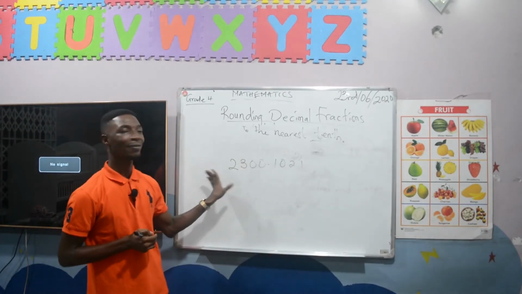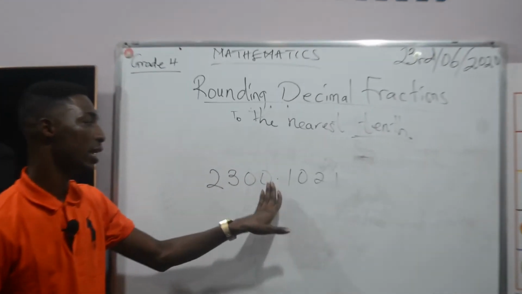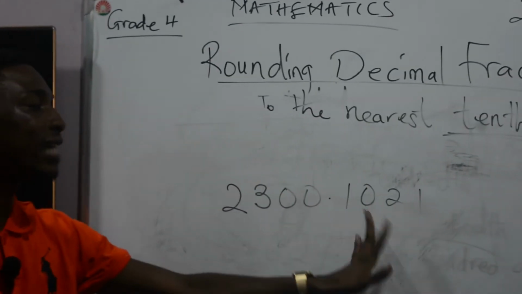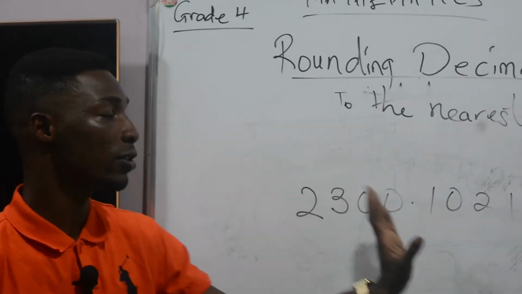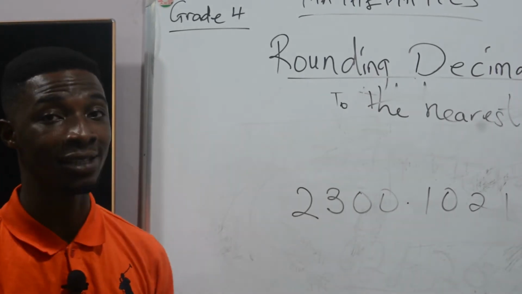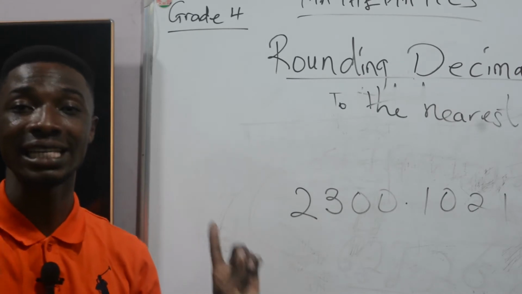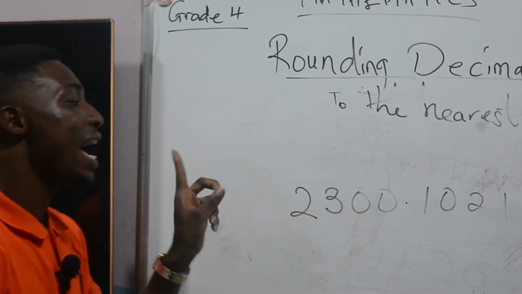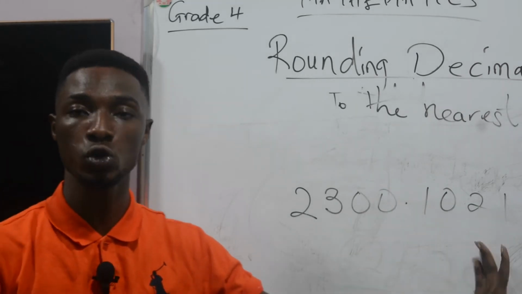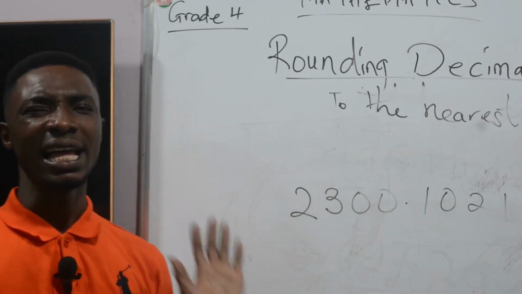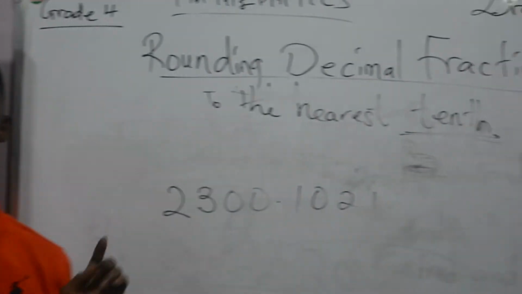This is the number I have here now. I have 2,300.1021. I've already told you, you read the number in front of the decimal point as normal. But the one after the decimal point, you read each one as individual digits. So I have 2,300.1021. The question says I should round this number to the nearest tenth.